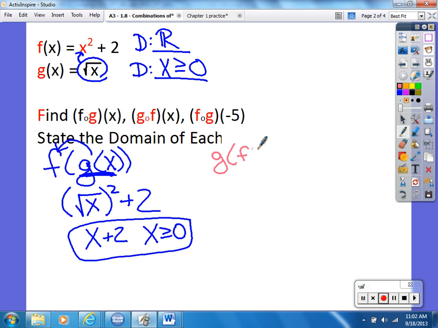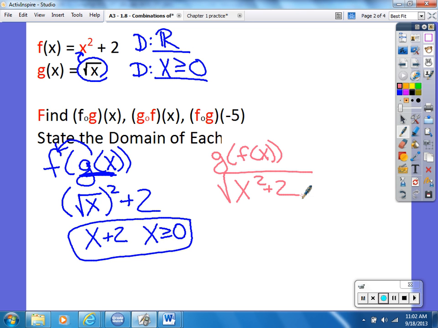G of f of x. That means I'm going to plug the f function into the g function. So I get the square root of x squared plus 2. By the way, see how there's a plus sign? That means you can't take the square root of x squared. You cannot take them separately. Okay, so that is the answer.